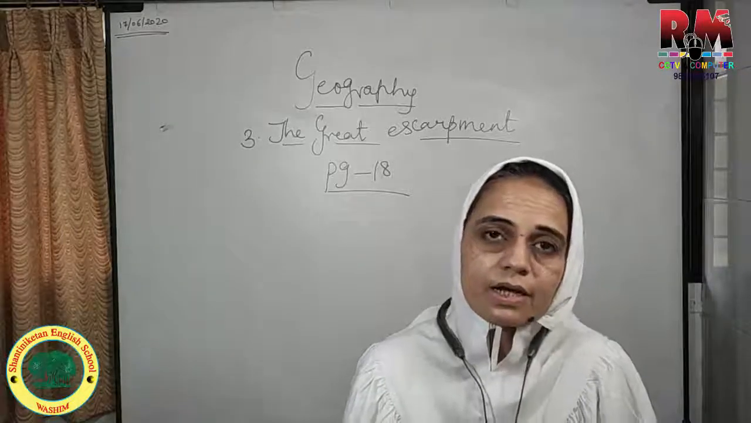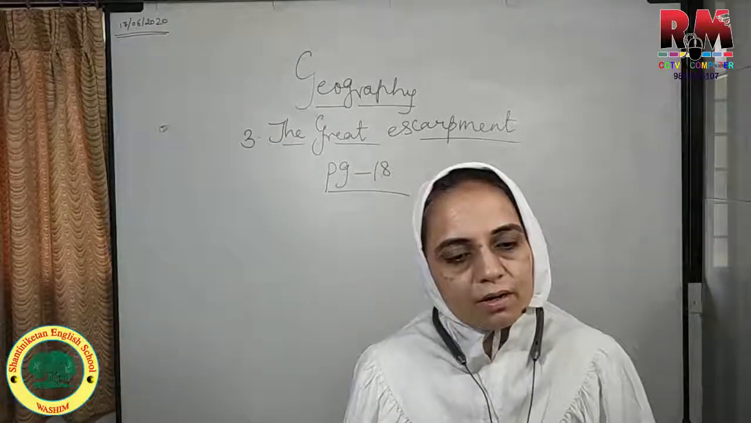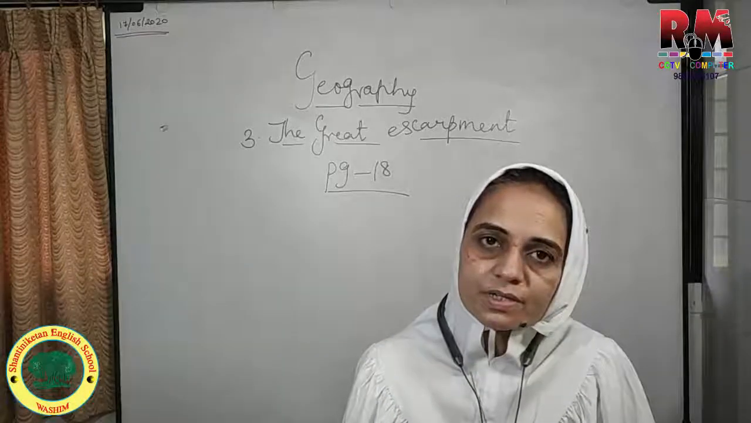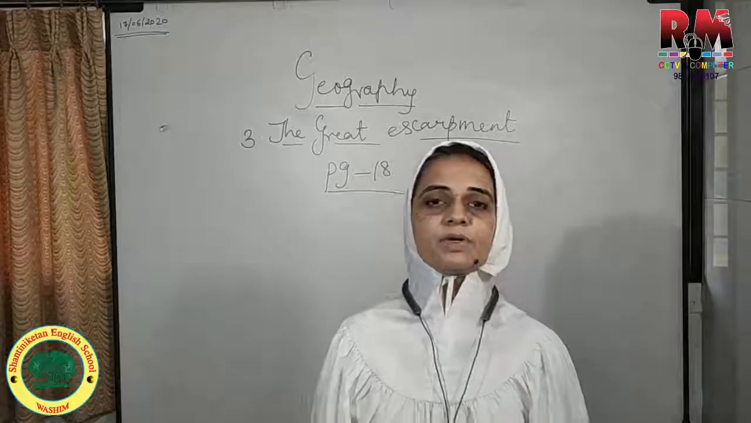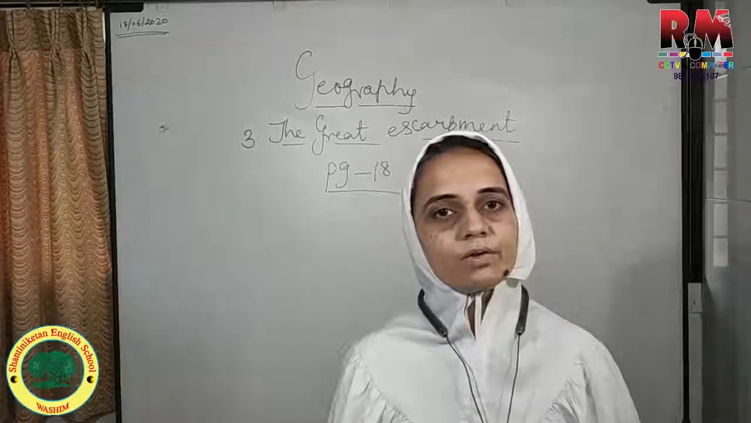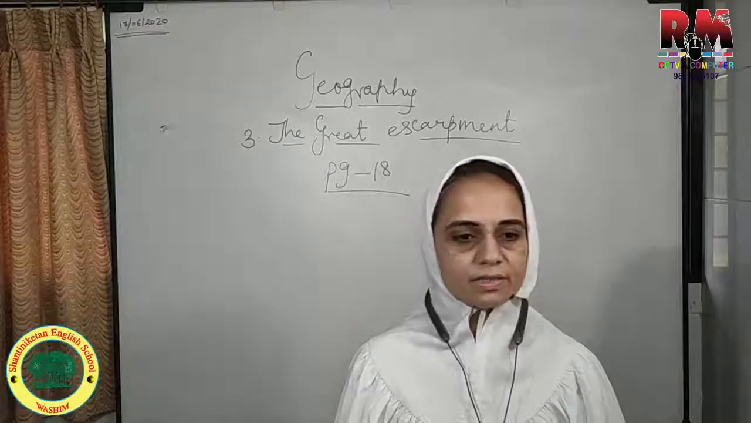The eastern side of the Highlands is demarcated because of the escarpment. So here it is being said that the east side of the Highlands is being demarcated. What is the meaning of demarcated? Separated, because it forms a great escarpment.